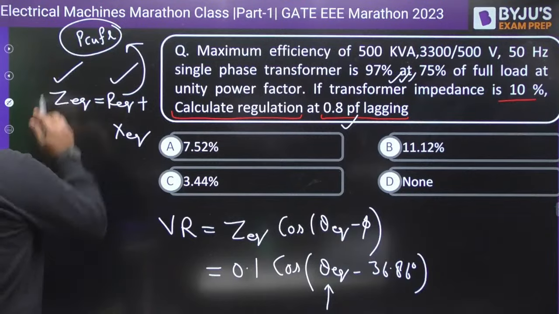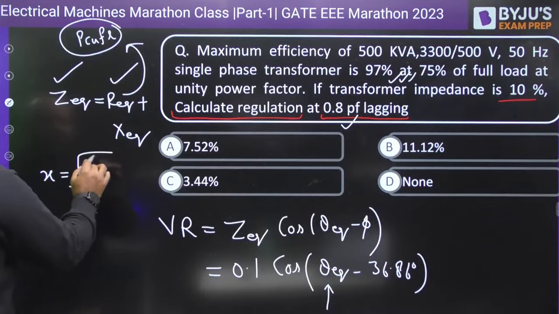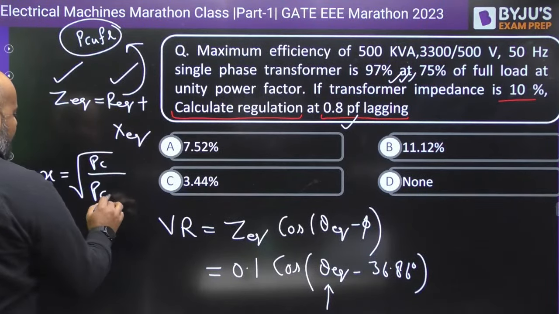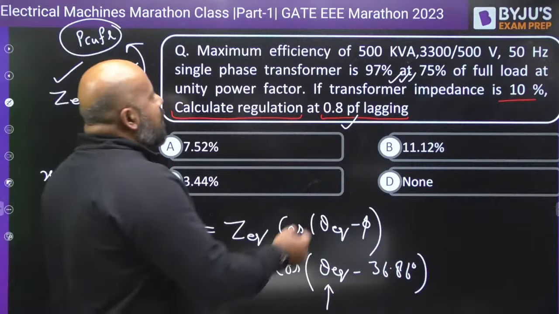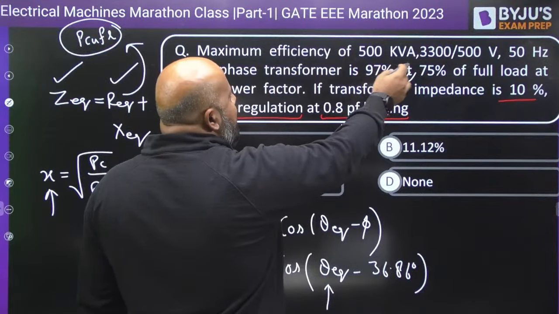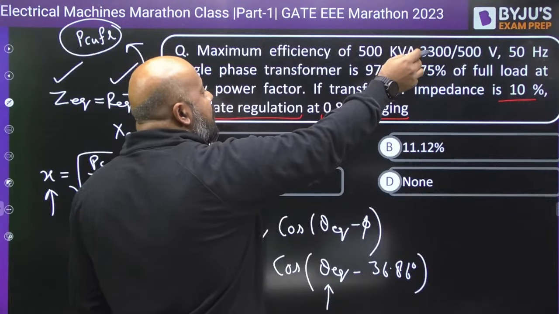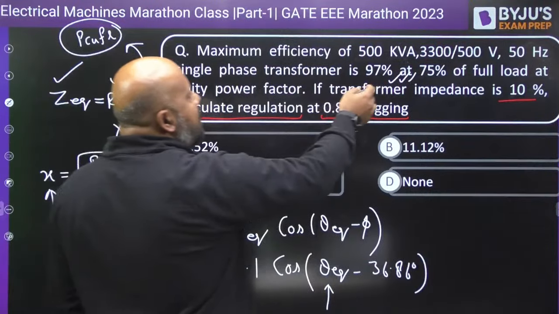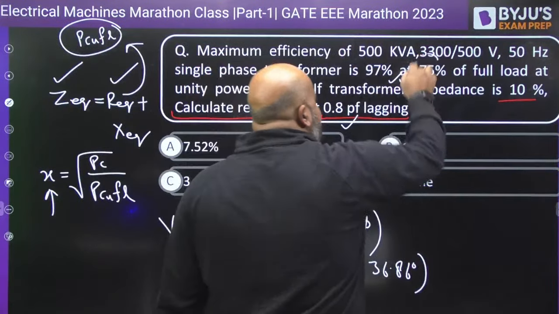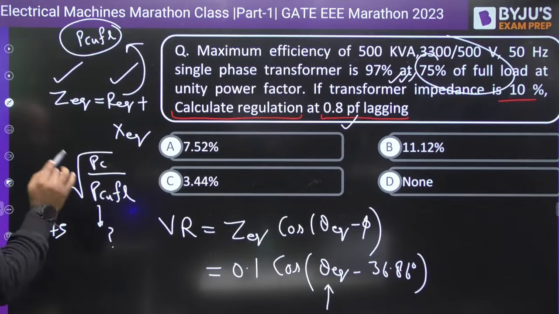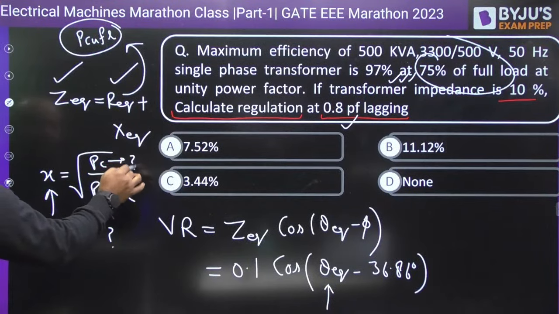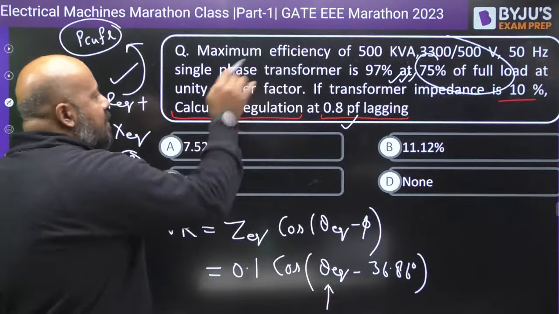How are you going to find the full load copper losses? You know X is under root PC upon PCU FL. You know what is this X value? Yes, it is mentioned. Maximum efficiency of the 500 kVA, 3300/500 volts, 50 hertz single phase transformer is 97% at 75% of the full load. So X is already mentioned here. So X is 75%. You want to know the full load copper loss, but you don't know what is PC. Now this PC you are going to find with this efficiency condition.